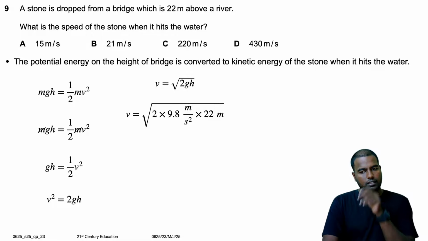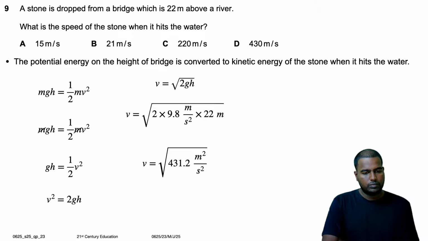So we'll get 431.2 meter squared per second squared. If you take the root, then we'll get 20.8 meter per second. Rounded off, it is 21 meter per second.